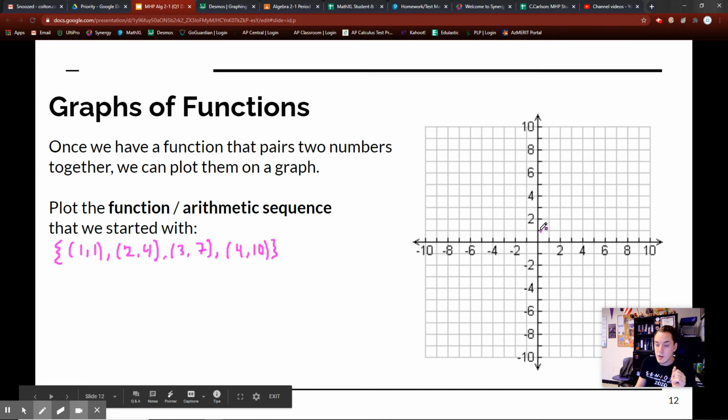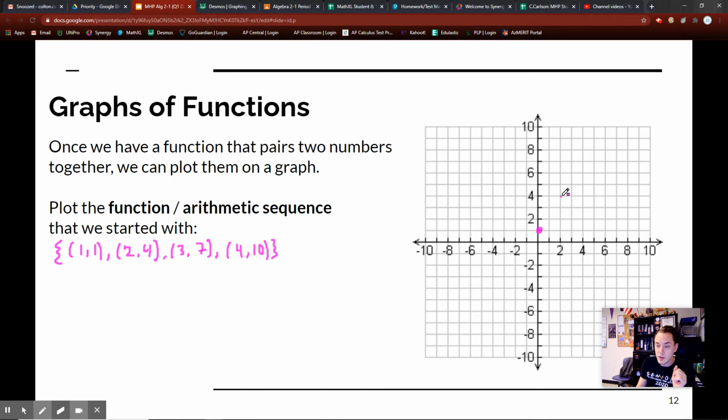Okay, 1, 1, it's right here. Boom. Okay, 2, 4 is right here. Boom. 3, 7 right here. And oh, 1, 1 is right here. Sorry, I'm not thinking correctly. Where is the last one? 4, 10. Where's 4, 10? 4, 10's all the way up here.